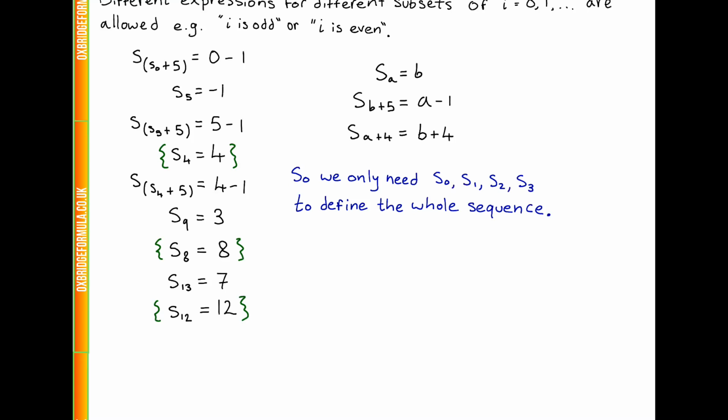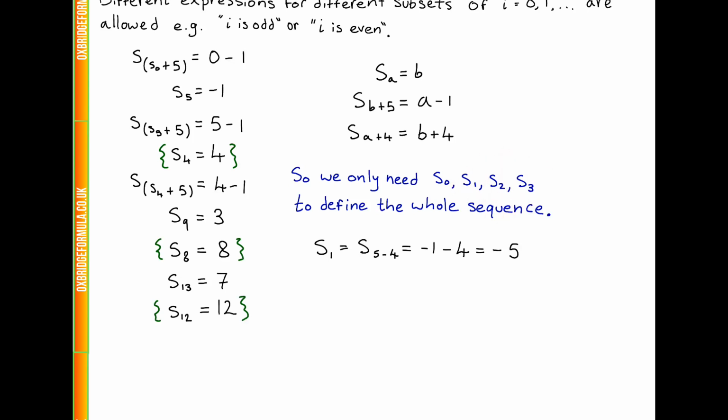Notice that by our rule, S5 should be 4 greater, taking it in reverse, than S1. If we put this into action, we see that S1 is minus 5. So we know what S0 and S1 are. Do we have any way of working out S2 or S3?